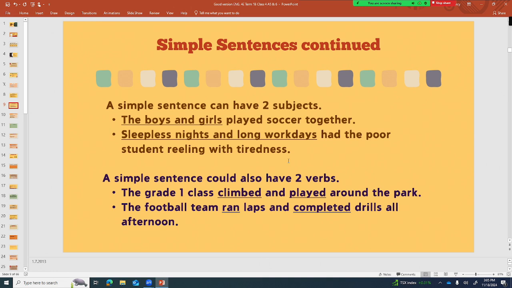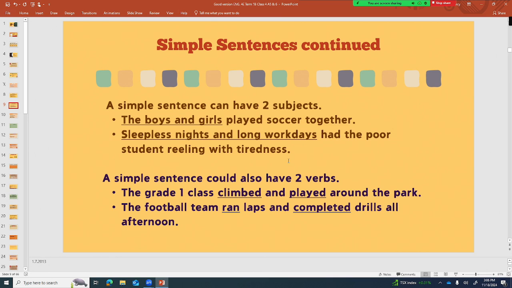Now, a simple sentence can also have two subjects. Like if I say, the boys and girls played soccer together, boys and girls are both subjects. Sometimes they call it a compound subject. If I said, sleepless nights and long work days had the poor student reeling with tiredness, nights and work days are your two subjects.